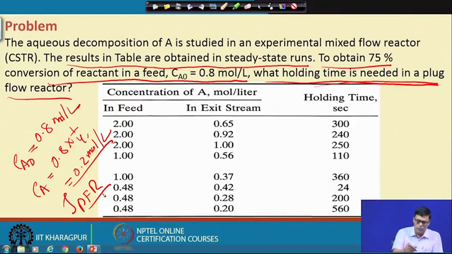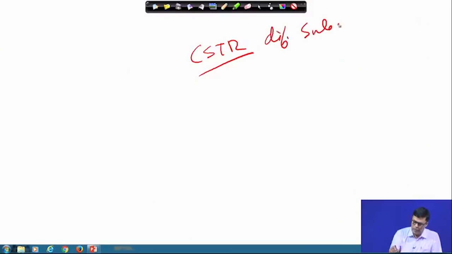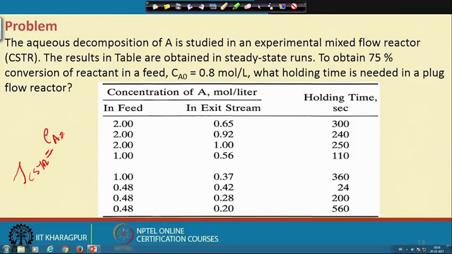So in this problem, what is given? In this problem we operate the CSTR at different substrate concentrations. In the feed stream you have this, the exit stream is like this, and the holding time is like this. Now, one thing I want to point out as far as the CSTR is concerned: when you calculate tau CSTR, it is equal to CA0 minus CA by minus RD, am I right? So the feed stream is there and this is there, so time is required.